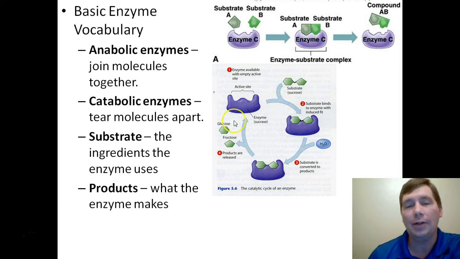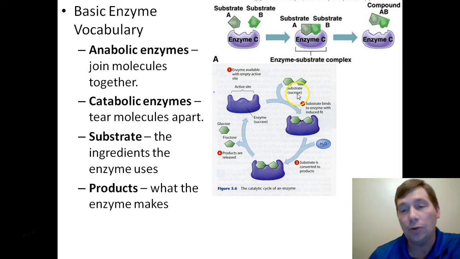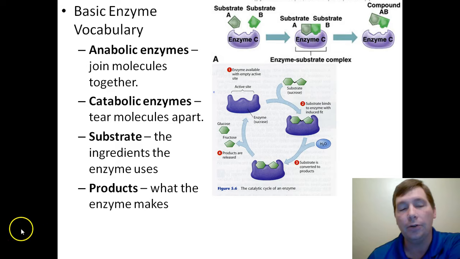Over here with this catabolic enzyme, it starts out with the substrate sucrose, and then this enzyme breaks it apart and makes glucose and fructose. So this enzyme has the substrate sucrose. This is what it will bind to, and this enzyme spends all day making glucose and fructose by breaking apart sucrose.